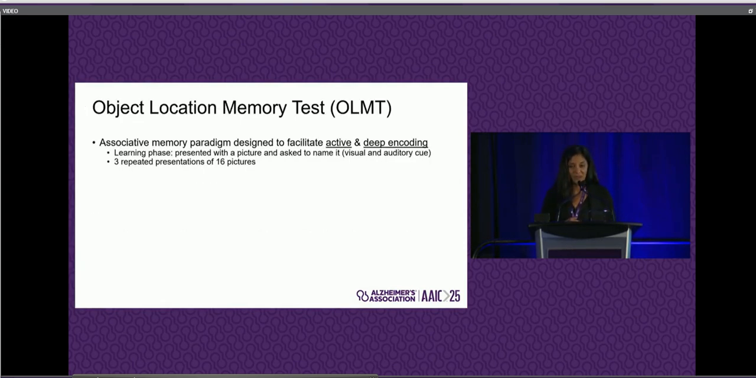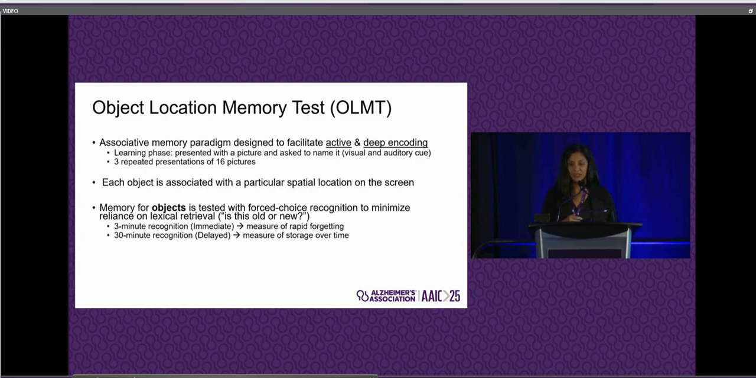So now introducing this object location memory test. As I mentioned, this is an associative memory paradigm, and we designed this to facilitate active and deep encoding to really support the learning process, so then we can infer actual storage and recall deficits. So during the learning phase, we presented participants with a picture and asked them to name it. In this way, we paired a visual cue with an auditory cue, again, emphasizing that deep encoding. They were shown 16 pictures in total, and this was repeated 3 times. Each object was also associated with a particular spatial location on the screen.